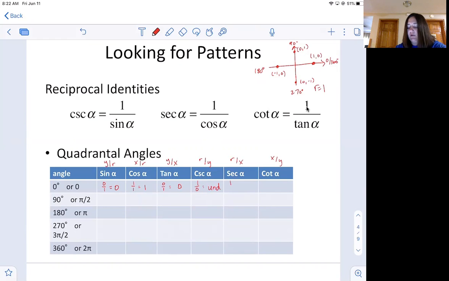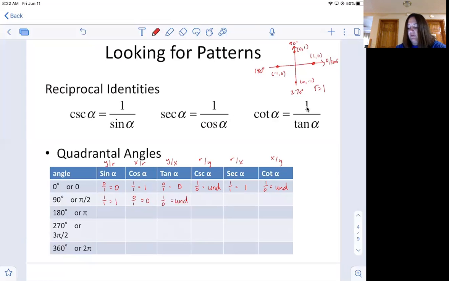Secant would be 1 over 1 again, which is 1. And we'd have 1 over 0, so again, this one is undefined. Now, let's go ahead and do 90. So the sine of 90 would be 1 over 1, which is 1. Cosine is 0 over 1, which is 0. Tangent would be 1 over 0, which is undefined.